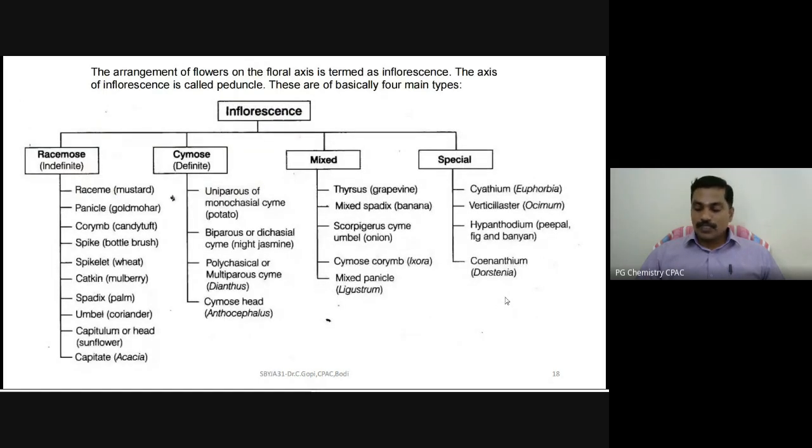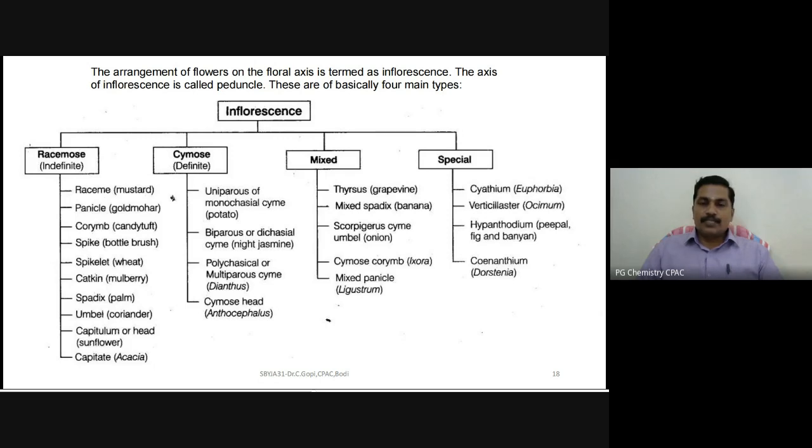Utricularia, Drosera, and that is what leaves. Let's come to inflorescence, already discussed. Just have a look. There are four different types of inflorescence. Inflorescence is what? The arrangement of flowers on the floral axis is termed inflorescence.